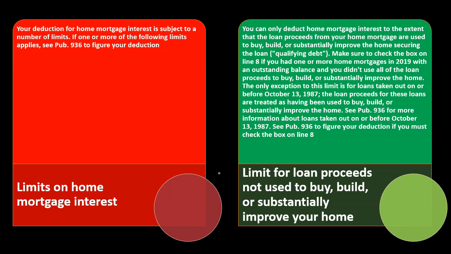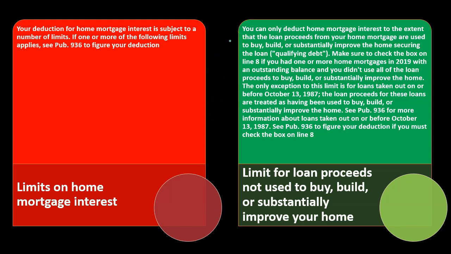You can probably get a loan if you use the home as collateral, because the bank feels it's a fairly secure loan, even though you're not using the money you took out to improve the home or buy the home or anything like that. You're using it to go on vacation or buy a car. So that's the situation we're talking about here.